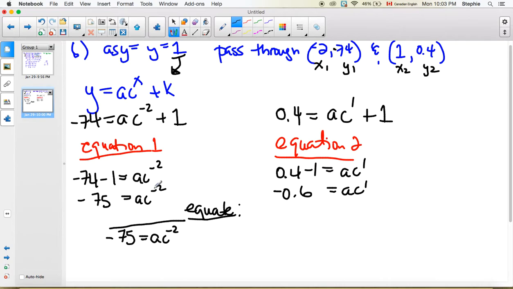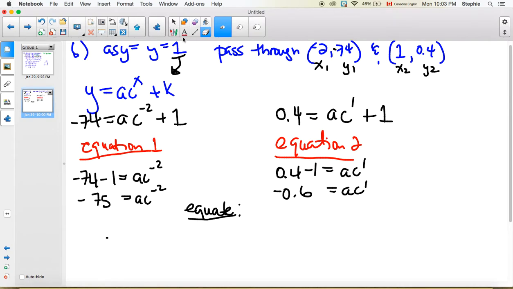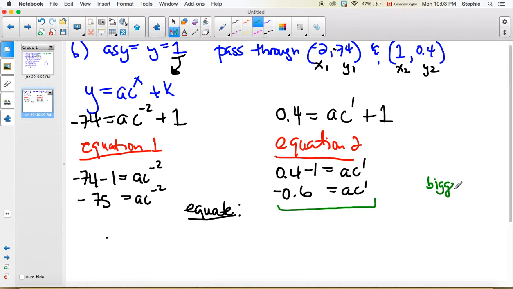So I'm going to put, actually, I'm sorry, I'll just erase this, make this a little bit more clear because I want it to be visually appealing. So I'm going to just write it over here. So this one has an exponent of 1, and this one has an exponent of negative 2. I prefer to put the bigger exponents on the top, just for simplifying my life. You can do either way. So negative 0.6 is equal to AC^1, and negative 75 is equal to AC^negative 2.